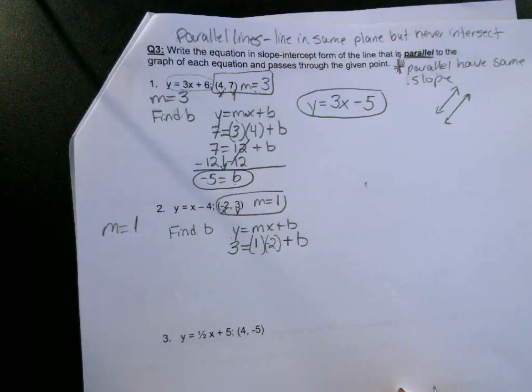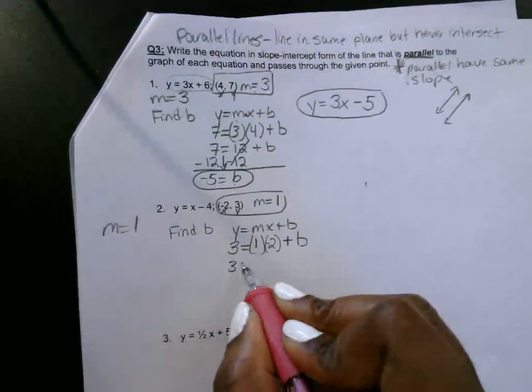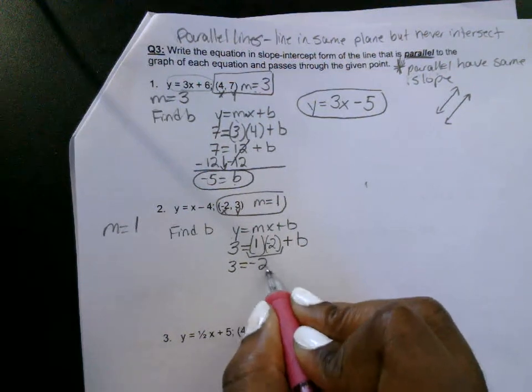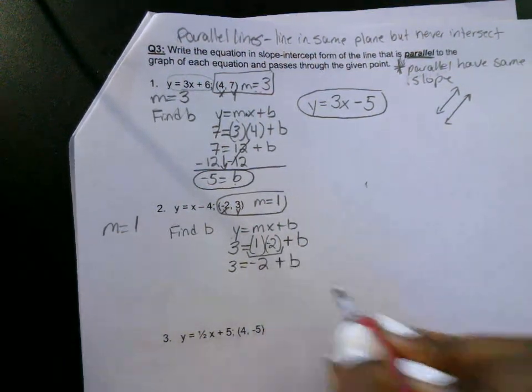Any questions about how to substitute? Now we're going to solve for b. Bring down the 3, bring down the equal. What does this give us? That gives us -2 plus b.